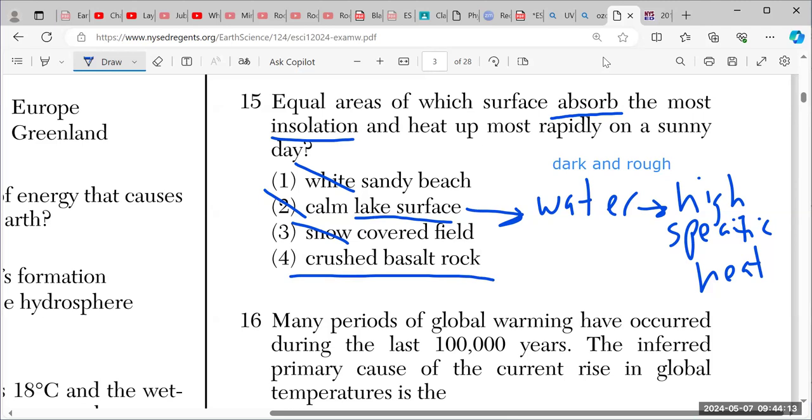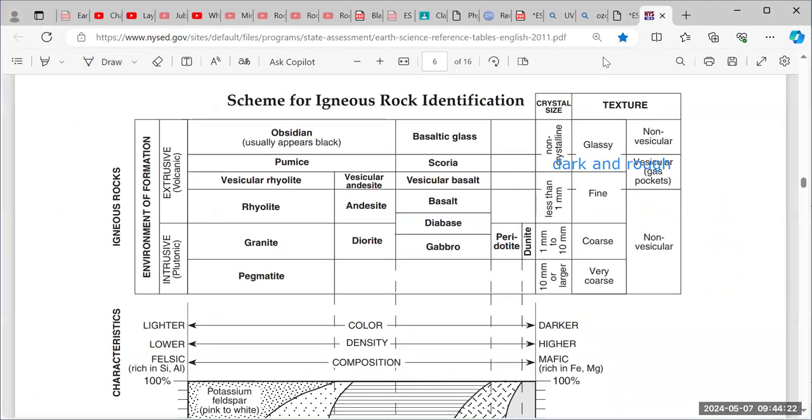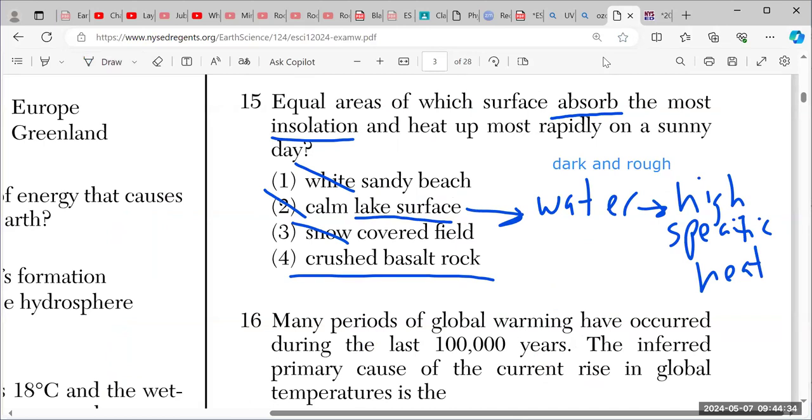Why? Because basalt is an igneous rock. And when I look at basalt, basalt is in the category that has a dark color. So that's why the correct answer is choice 4. Crushed basalt rock. It's a dark and rough object which absorbs the most insolation.